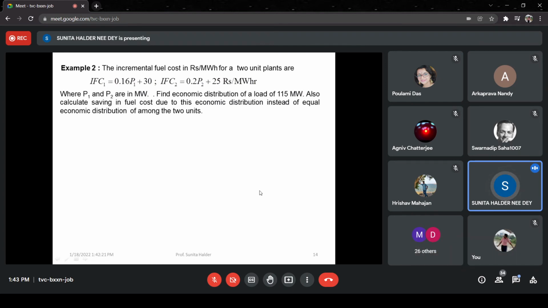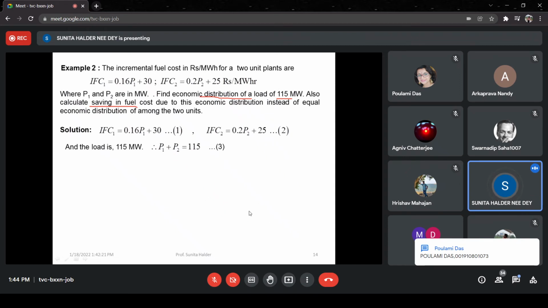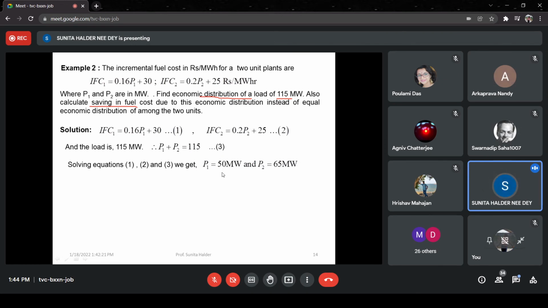Now there is another example. Say here the incremental fuel cost is given directly and the load is also given, 115 megawatt. It is asked to find out the economic load distribution along with the saving in fuel due to this economic distribution instead of equal distribution, right? So we can find the economic distribution by just equating IFC1 equal to IFC2 and P1 plus P2 equal to PL, right? From there we get that the economic generation schedule is 50 megawatt and 65 megawatt.